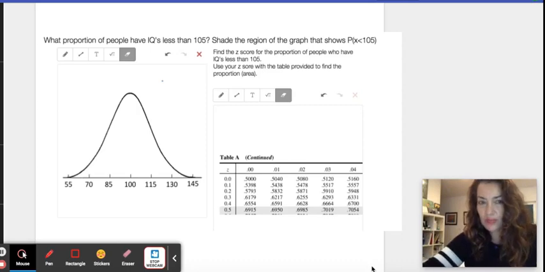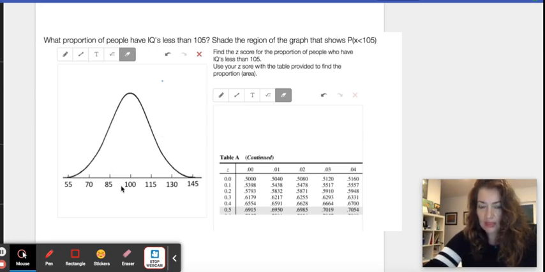I wanted to go over this example and how we can use a z-score to calculate the area under the curve without using a calculator. Later on, I'm going to show you how to do this with a calculator, but just using a table. So the question reads, what proportion of people have IQs less than 105? Shade the region of the graph that shows the probability or the area less than 105.